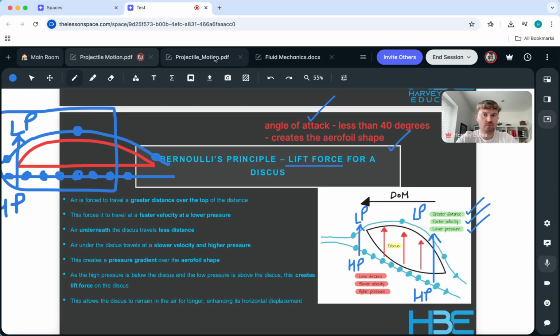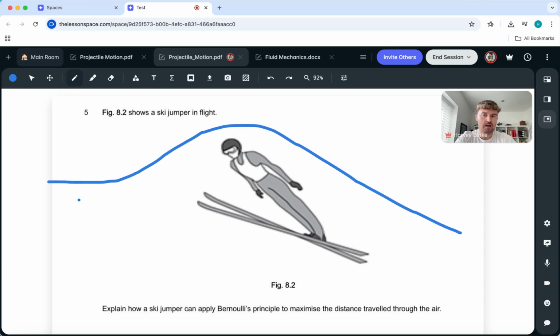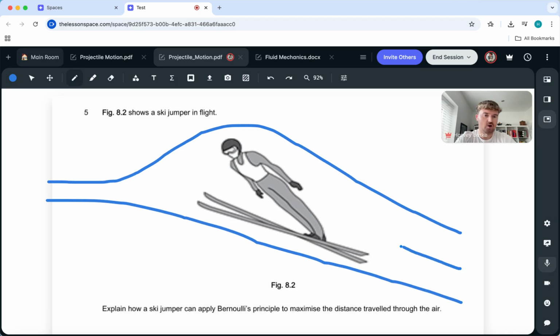So let's apply it to, firstly, a question from OCR. So they're asking about a ski jumper here. So automatically I'm thinking, okay, this is going to be a lift force because the ski jumper wants to remain in the air. So here you've got the air being channeled over the top of the ski jumper and then air being channeled underneath. So there would have been this optimal angle of attack when they leave the ground of below 40 degrees, and that's created the aerofoil shape.